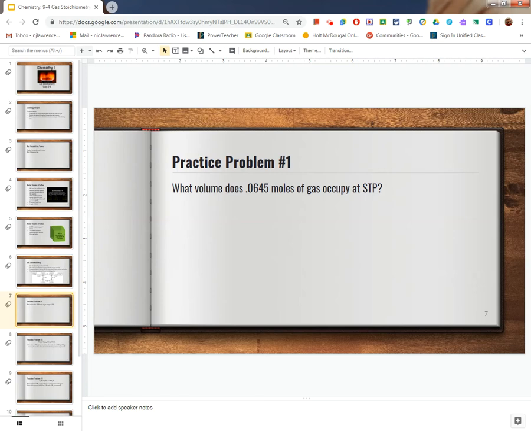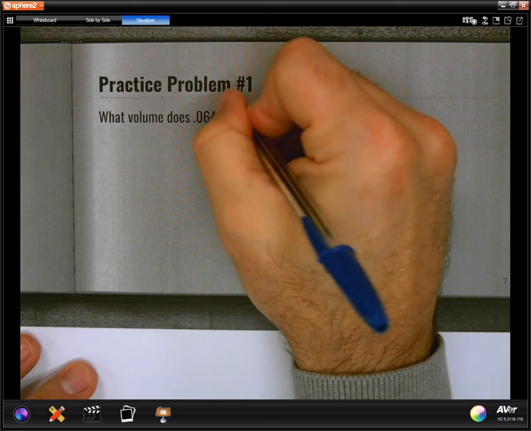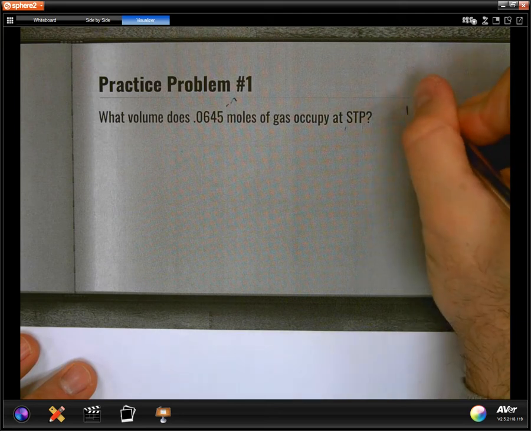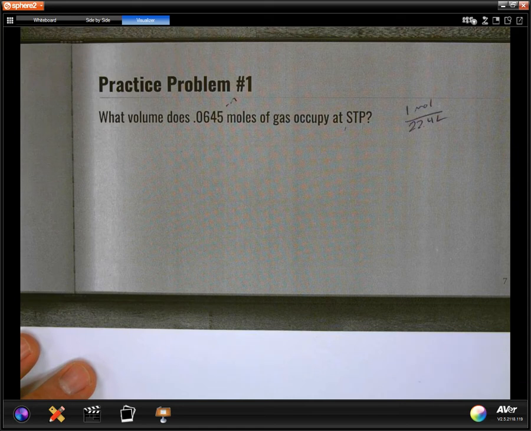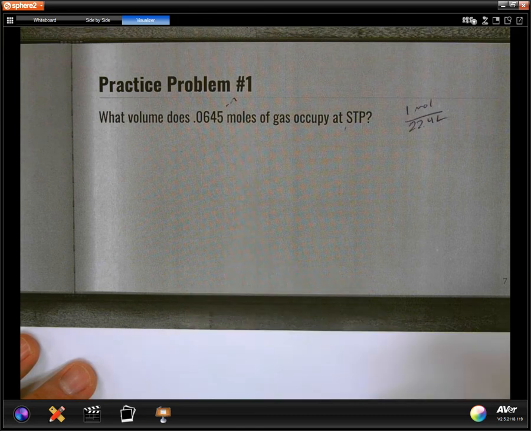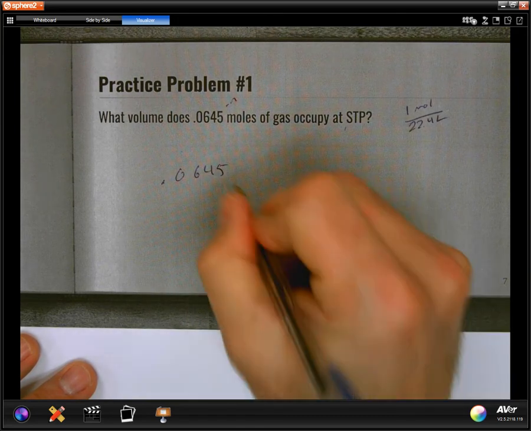So here we go. Our first problem. What volume does 0.0645 moles of gas occupy at STP? I'm only given one thing here, and this is our n, and we're given our STP. Since I'm seeing STP, I should automatically start thinking that 1 mole equals 22.4 liters. Knowing that's a conversion factor, I could use it any time. And I see that I'm just simply trying to find a volume for moles. So I can do a simple conversion problem starting with 0.0645 moles.